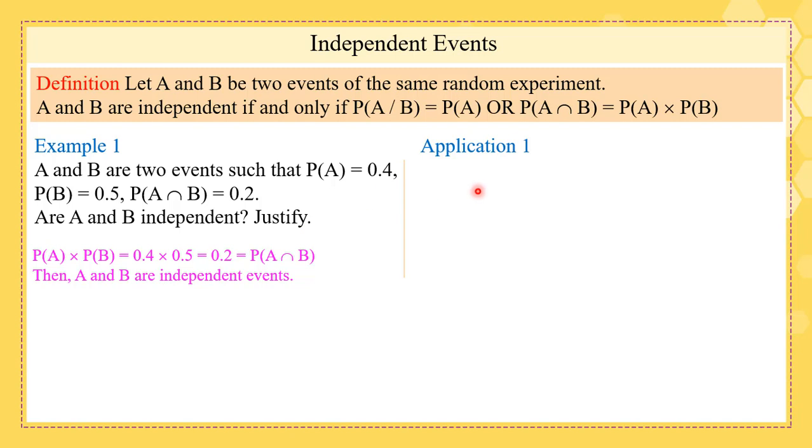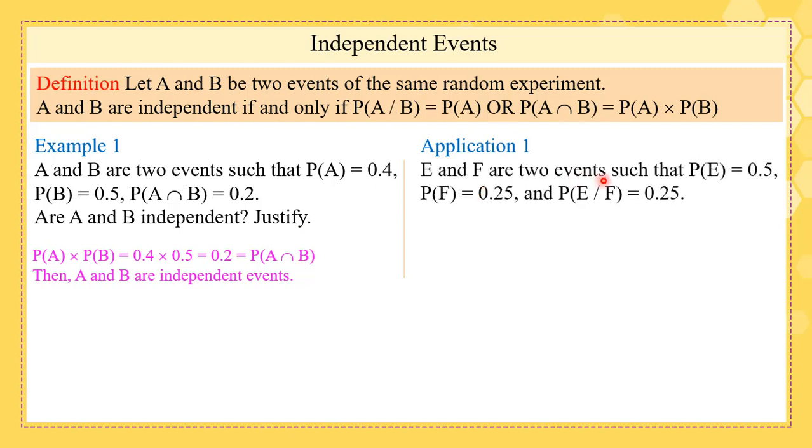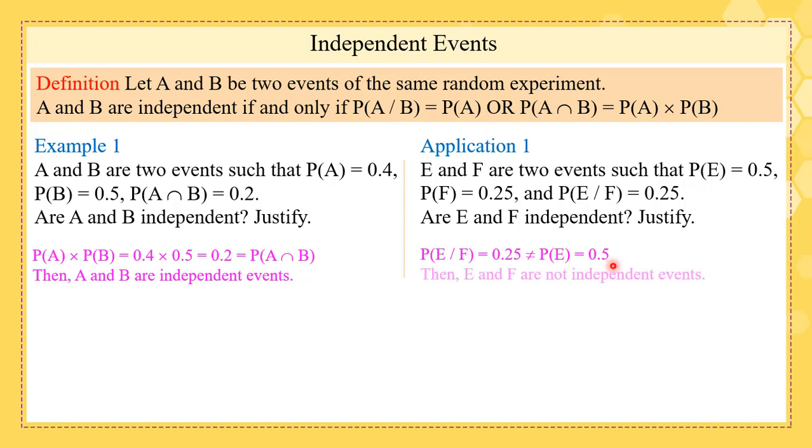Now let's see this application. E and F are two events, and the question is also, are E and F independent or not? Try to do it alone. Well, here it's preferable to use the first rule, and the probability of E given F, which is 0.25, is not equal to the probability of E, which is 0.5, which means that E and F are not independent events.